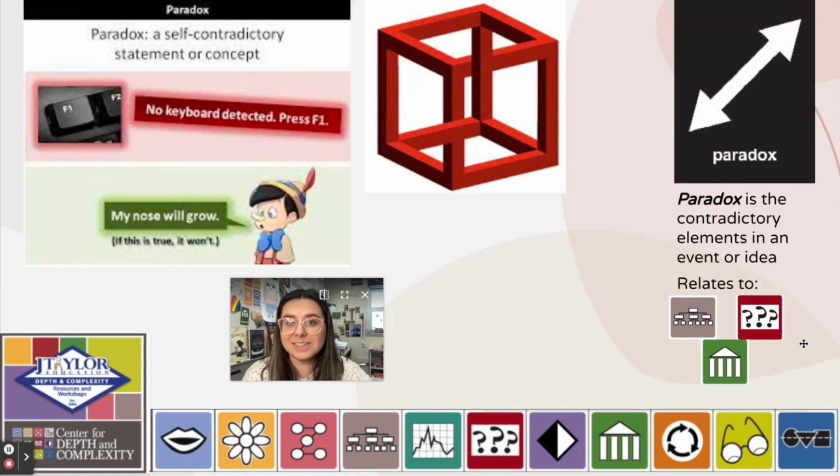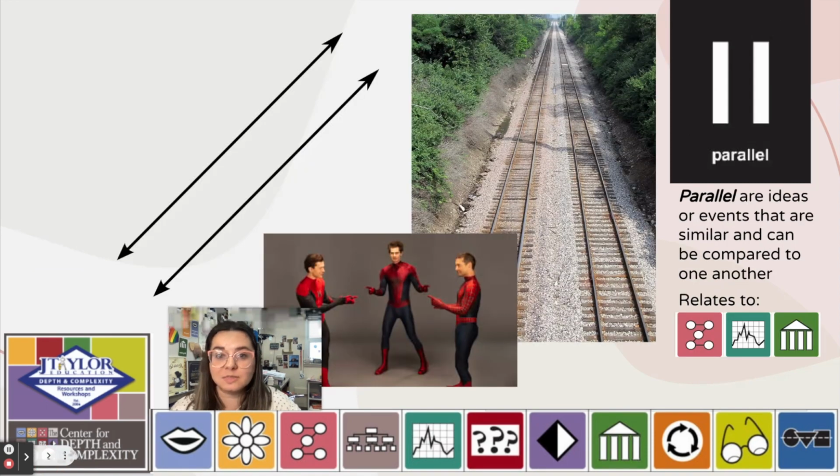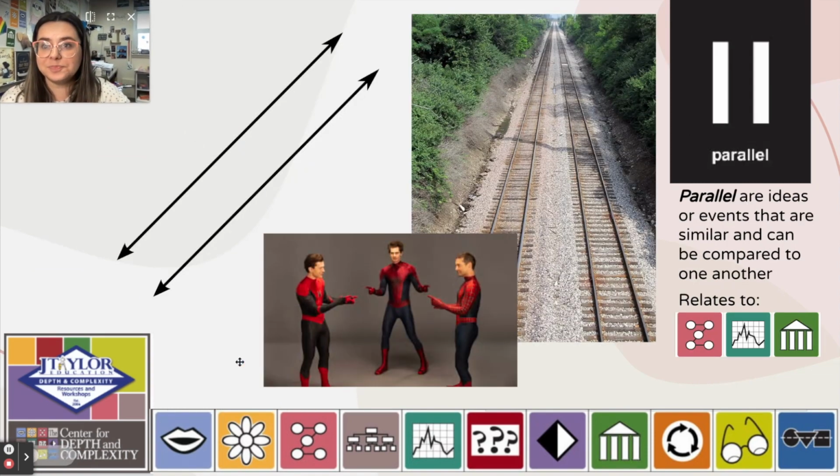Paradox is contradictory elements in an event or an idea. My students have a lot of fun with this, coming up with their own paradox and how you can find examples of paradox. Parallel. Parallel are ideas or events that are similar and can be compared to one another.